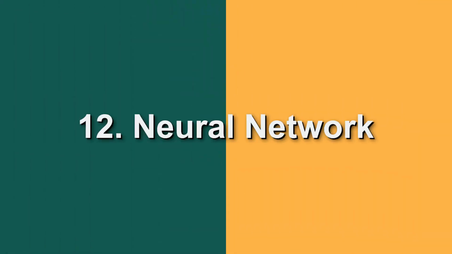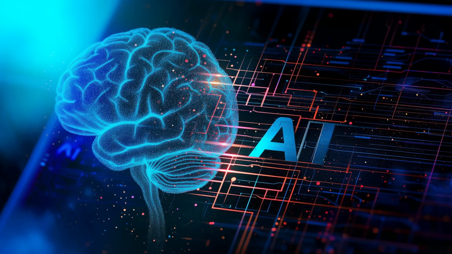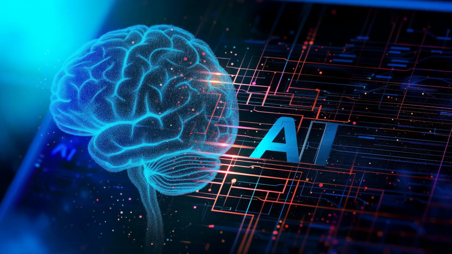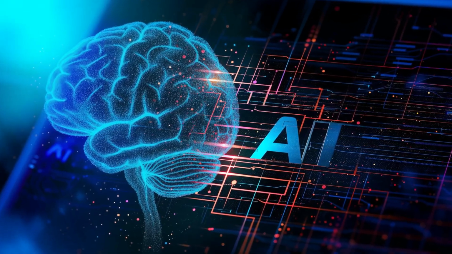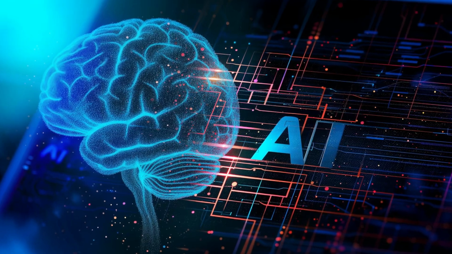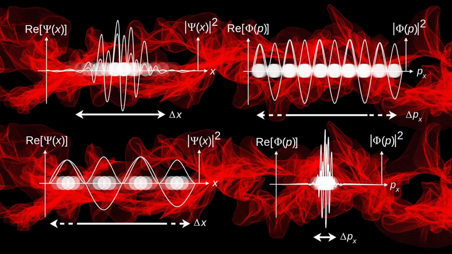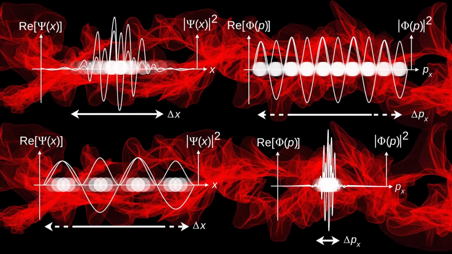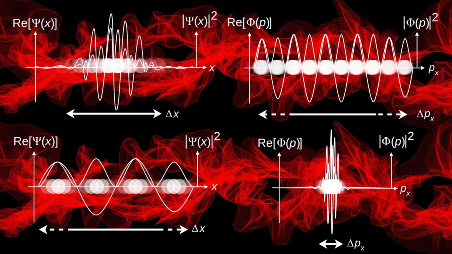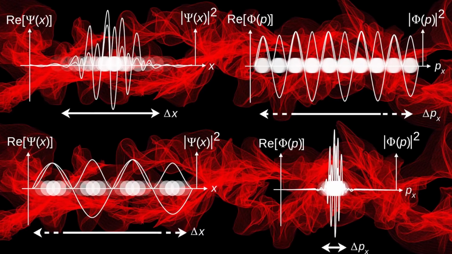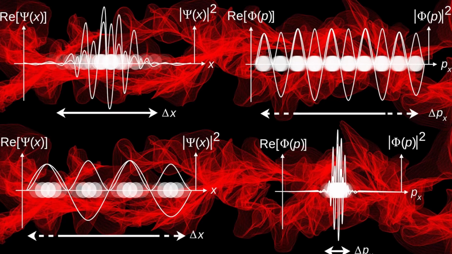12. Neural network. Neural networks are inspired by the human brain and are made of nodes called neurons that process information. 11. Activation function. These functions decide how neurons get activated, like deciding whether to turn a light on or off based on input.